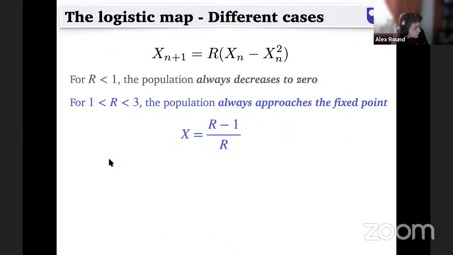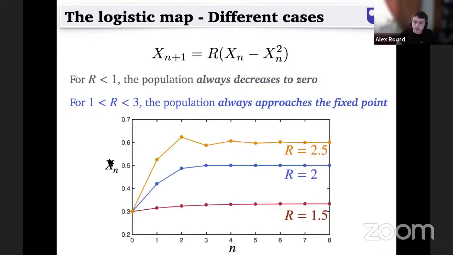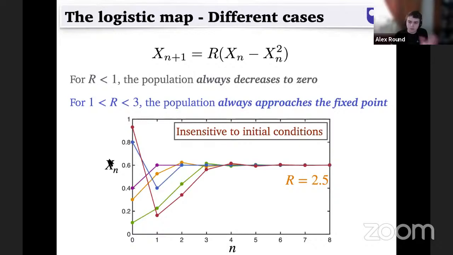Yeah, so as you've seen from the activity, these points don't go to zero. Rather, they go somewhere else, especially in this range between 1 and 3. And this is always the case, no matter the choice of the initial condition. If you choose r in this range, it will go to its own fixed point. So here you see that they don't all have the same fixed point if you choose r differently. They all have their own separate fixed point or value they tend to. But the big thing is that it's insensitive to initial conditions.